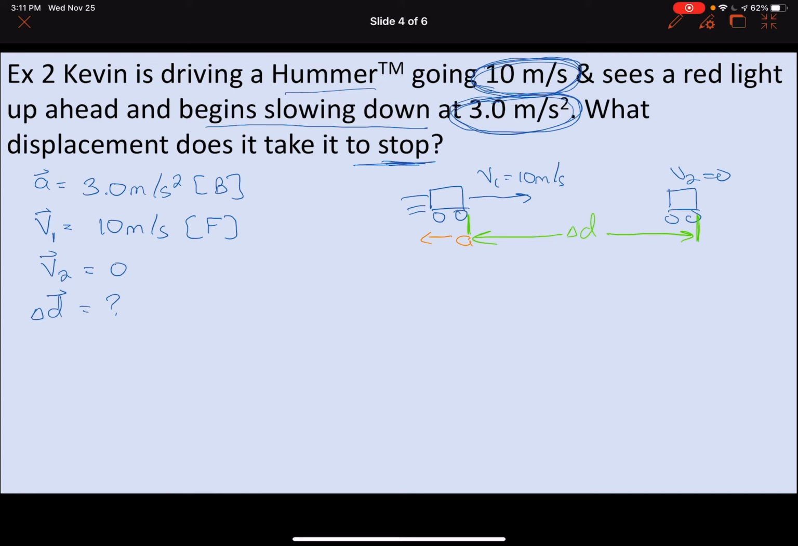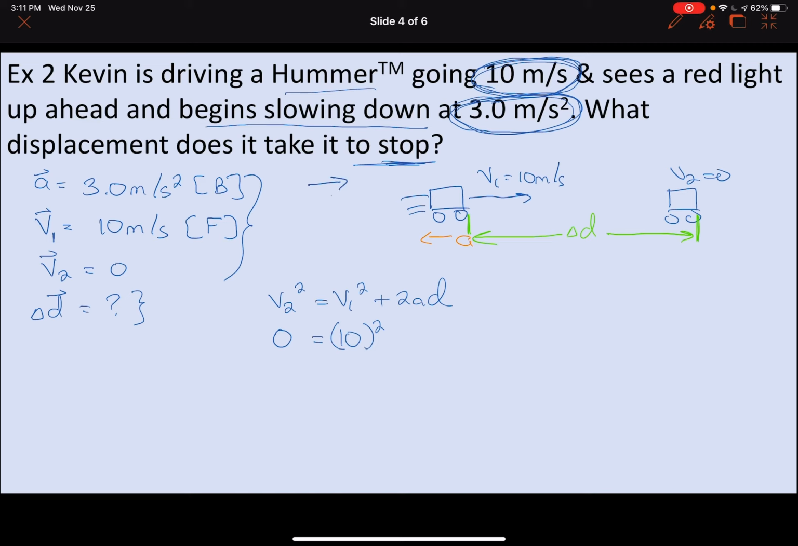If I then go through to solve this thing, we're going to choose an equation. So here's our givens. Here's our unknown. Step 3, I guess it is. We're going to solve this thing. So V2 squared equals V1 squared plus 2AD. V2 is 0. V1 is 10.